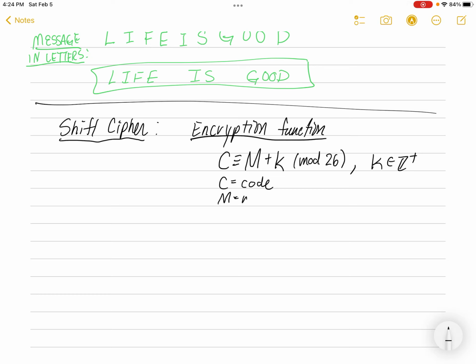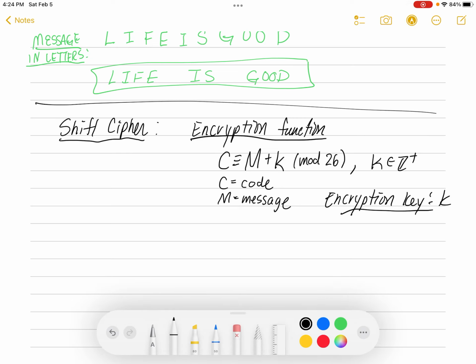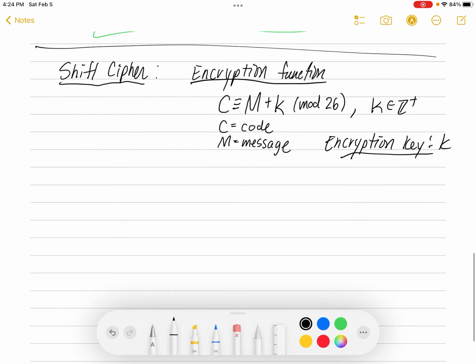C is your code, it's a variable. M is your message. And the encryption key is K, which is your shift forward by K units. Now, usually when you're dealing with mod 26, your K is going to be 1 through 25. You shift forward 1 through 25, depending on how far you want to shift. It could be shift forward 1, 2, 3, like the Caesar cipher, 4, 5, all the way up. That could be 25, however much you want. And we call the key K. That's how far forward you're going to shift.